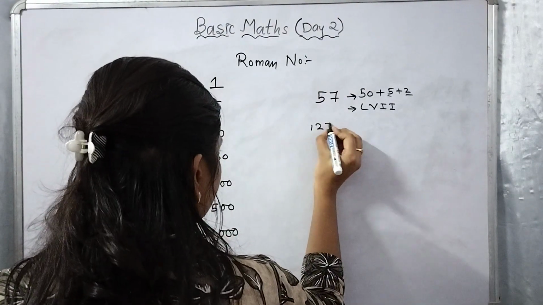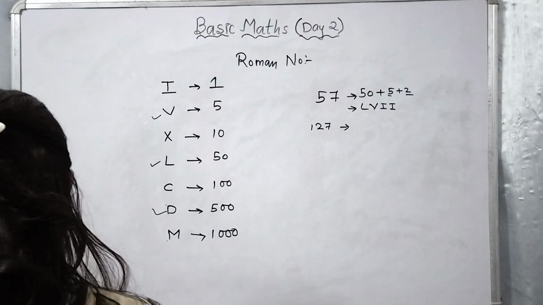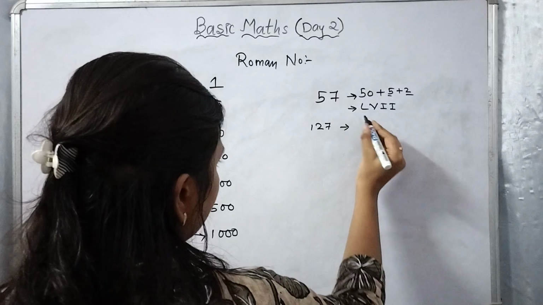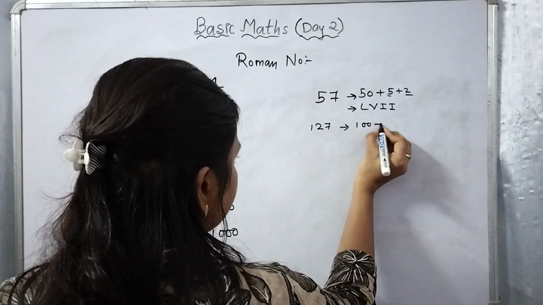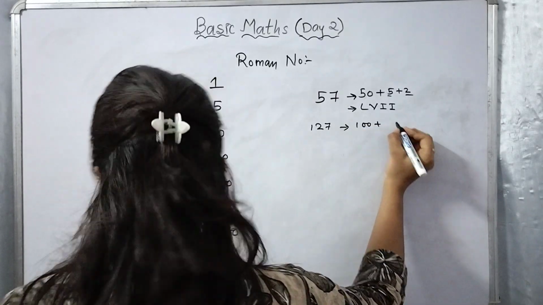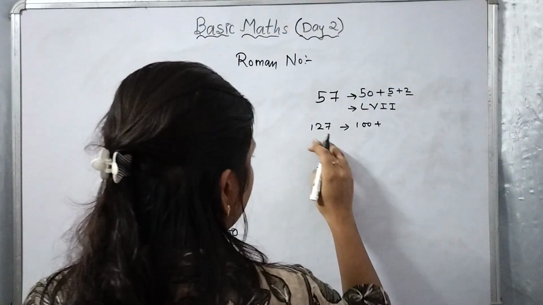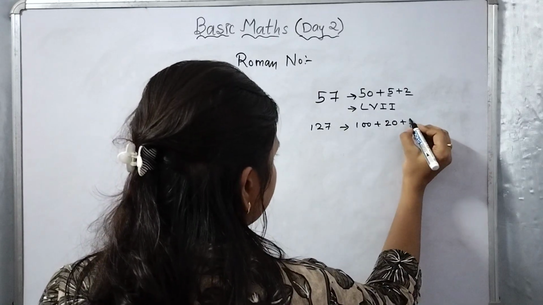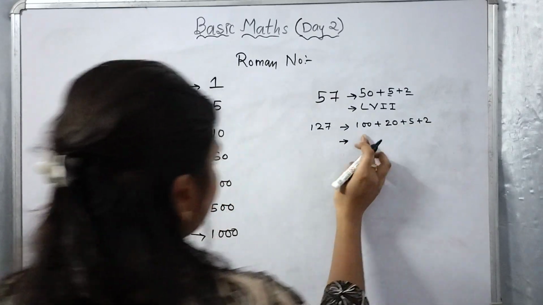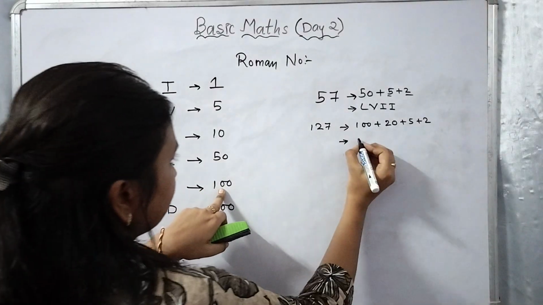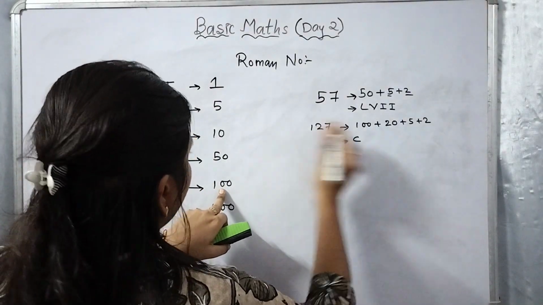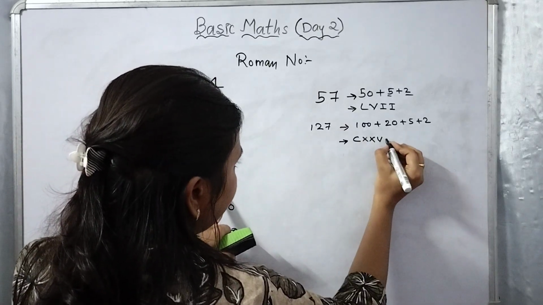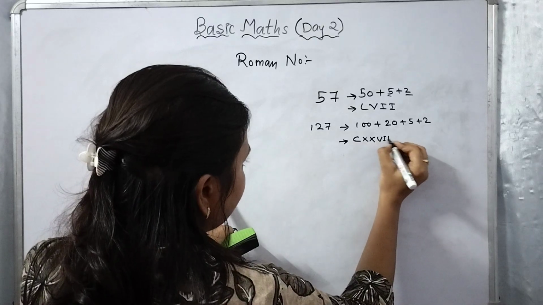Let's see 2-3 examples which will clear your doubts. For 100, because this is your first time, let's make this a little easier: 20 plus 5 plus 2. So for 100 we have C. For 20 we can write X twice. For 5 we have V, and for 2 we have double I. Fine.